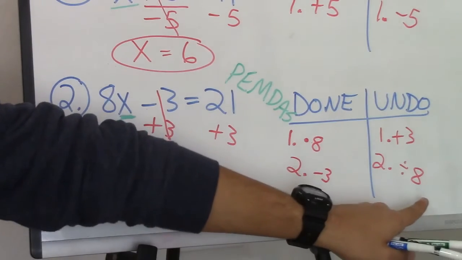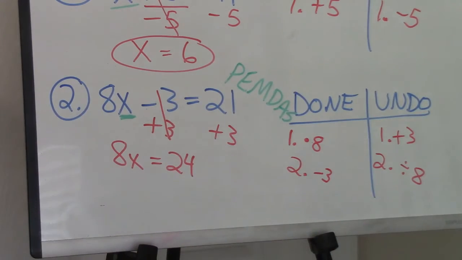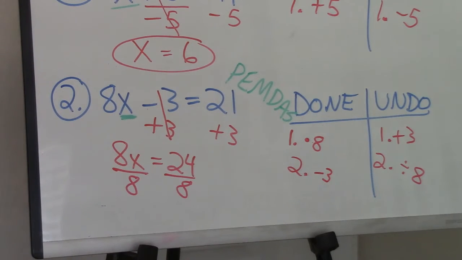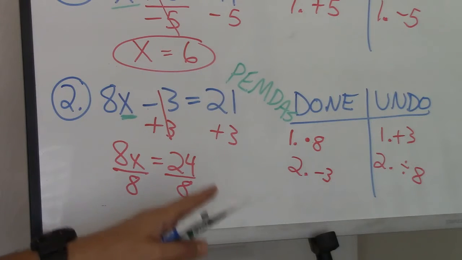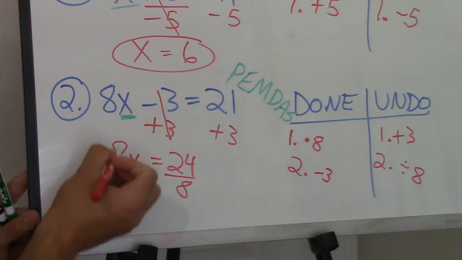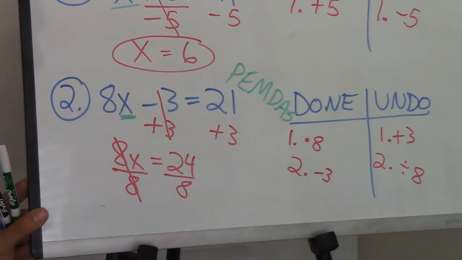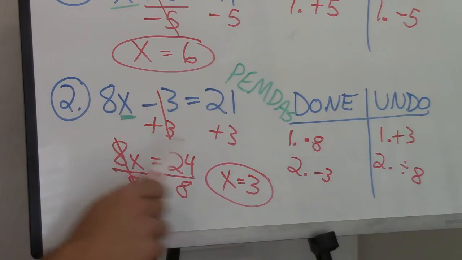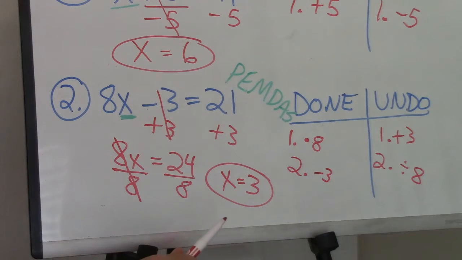Now we have to go to the next step, which is dividing by 8 to undo the multiplication by 8. So I'm going to divide by 8. What I do to one side, I have to do to the other side. If I only divide by 8 on one side, then I'm not going to preserve equality. I have to do it to both sides to preserve equality. Dividing by 8 undoes the multiplication by 8, so now my x is by itself, which is my goal. And 24 divided by 8 is 3. So I get the solution, x equals 3. 3 is the number that when I plug it in for x, makes this equation true. Any other number other than 3 would make this equation false.